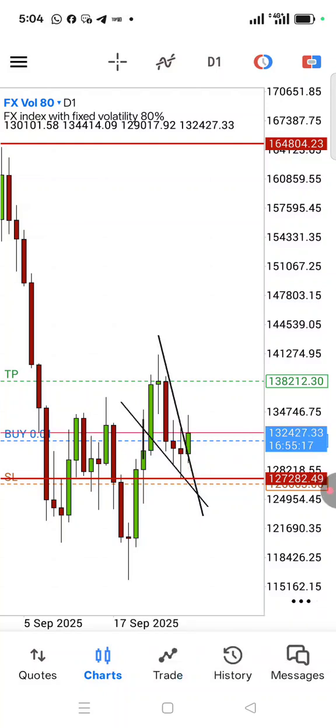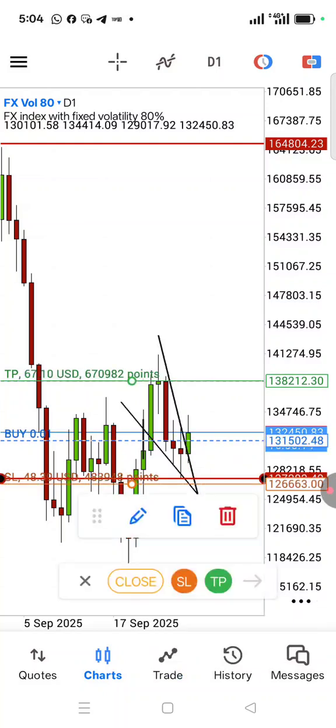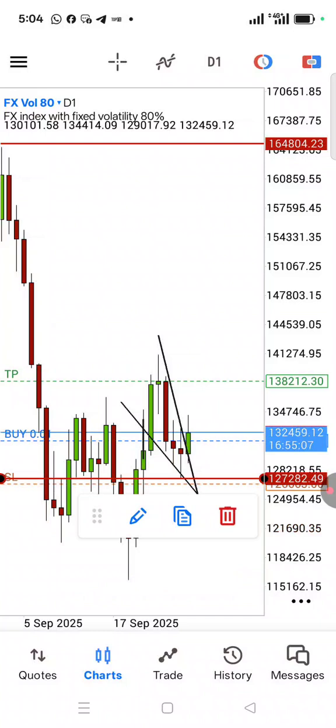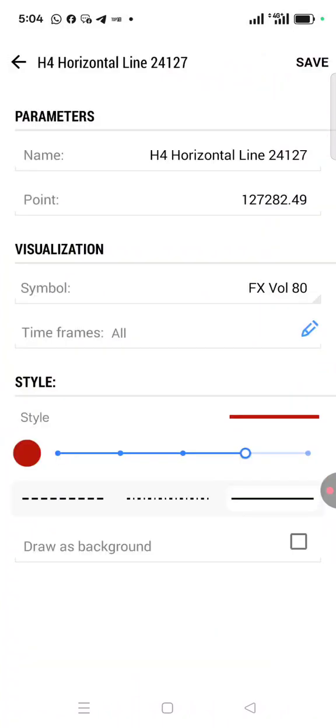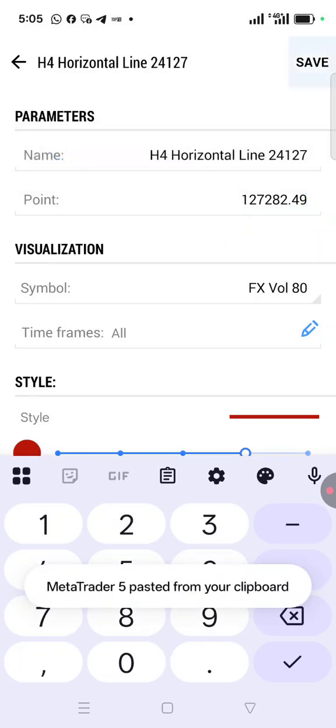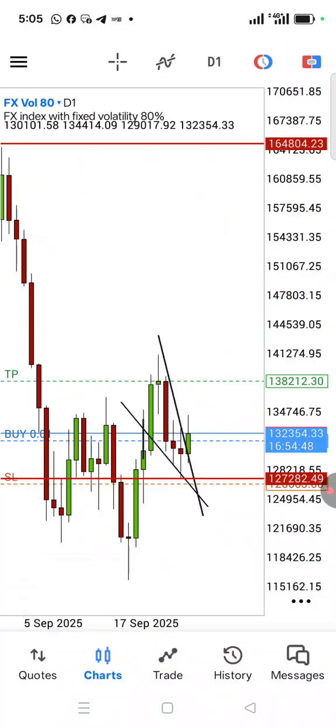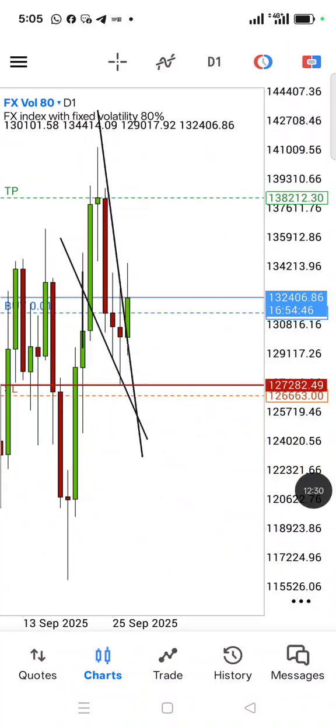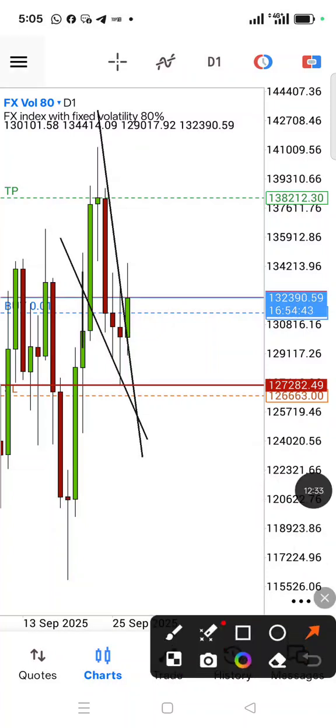Now I'm going to touch it to edit. This is not what I need. Okay, so this is what I need. Now this is the price, 127,282.49. It's the same thing I'm going to paste now. So let me paste the same thing. I save. Now this is the line. You have the line here.